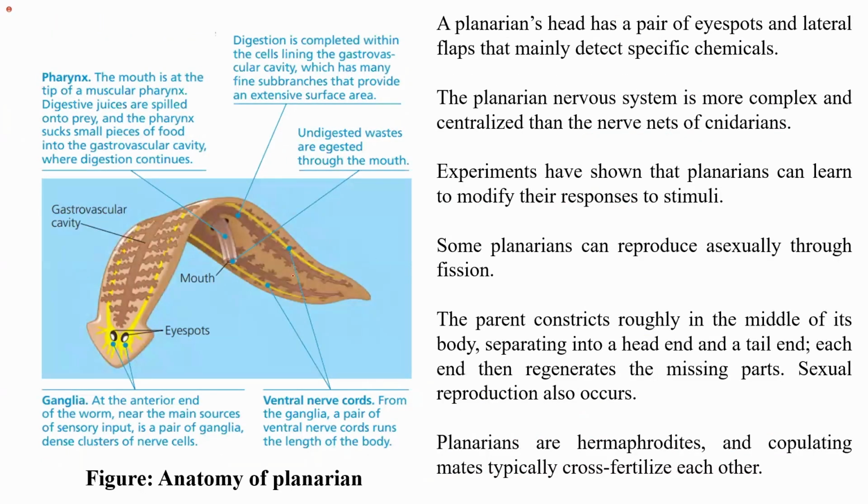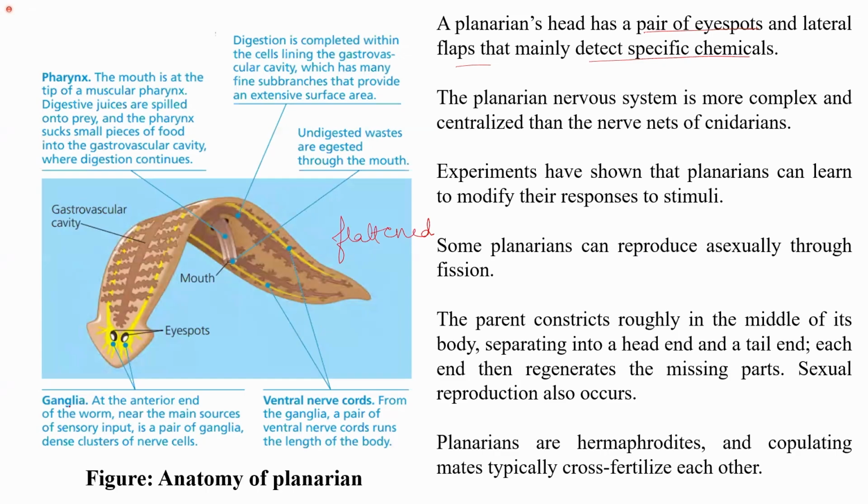You can clearly see that it is a dorso-ventrally flattened structure, right? It can be clearly seen in this figure. They have flattened structures. And a planarian head has a pair of eye spots and lateral flaps that mainly detect specific chemicals. So you can see here the eye spots.